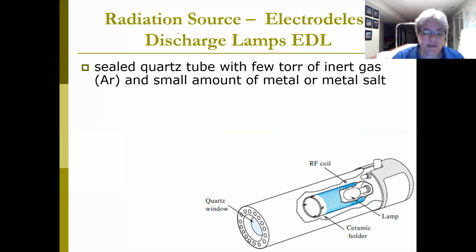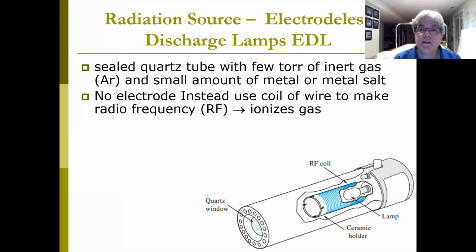The second source is called an electrodeless discharge lamp. Kind of a long name. It's abbreviated EDL. And you do need to know the name or the abbreviation for these two sources. So this is a little bit different. Now you're going to have a tube, again, with an inert gas, usually argon. And then instead of a cathode, you're going to have the metal or the metal salt inside there.